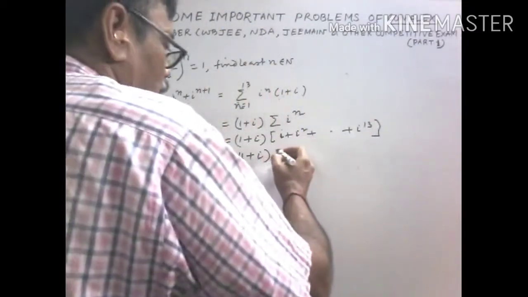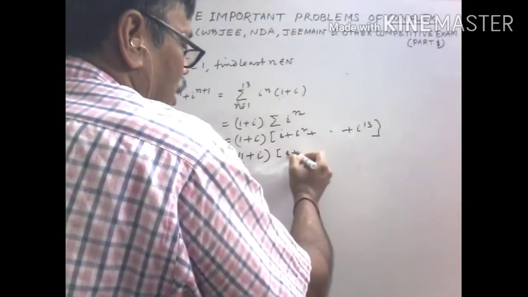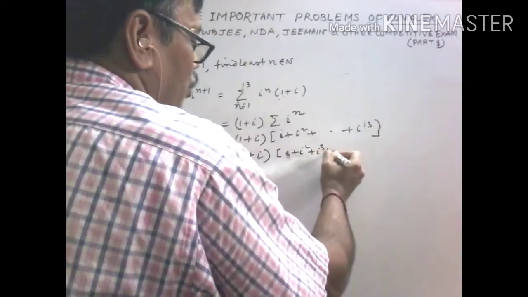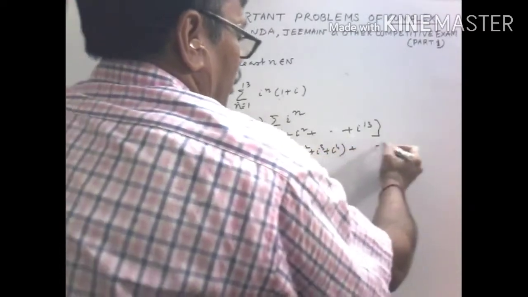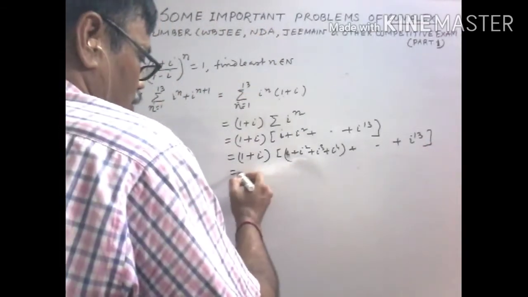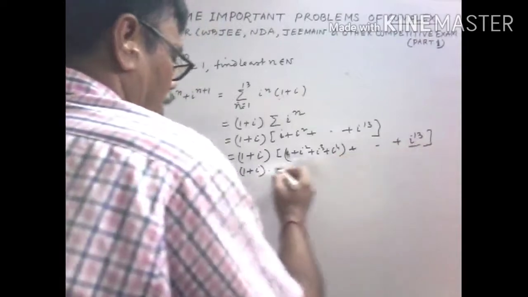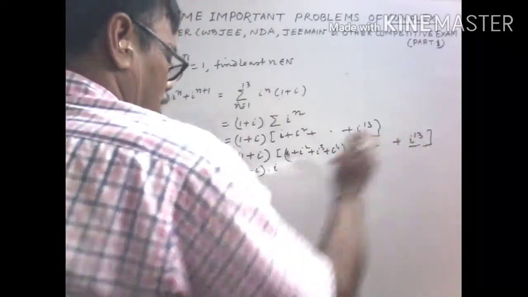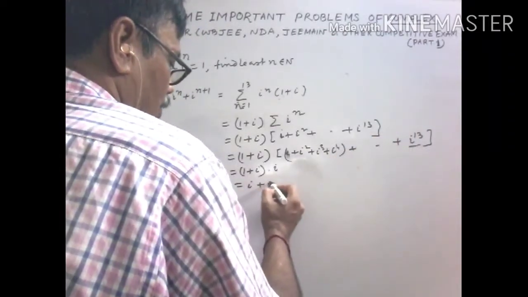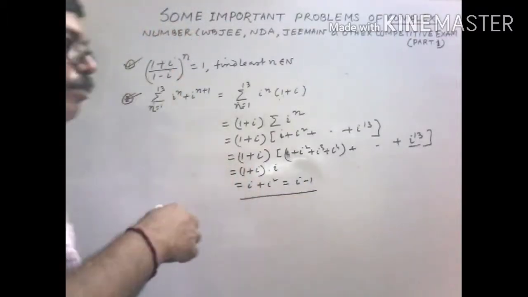This one is 0. So we are getting only i, i square, i cube, i to the power 4. Similarly, taking such groups, only i to the power 13 is remaining. So this is 1 plus i, and i to the power 13 is i, since i to the power 12 is 1. So i plus i square, so i minus 1. So this is problem number 2.